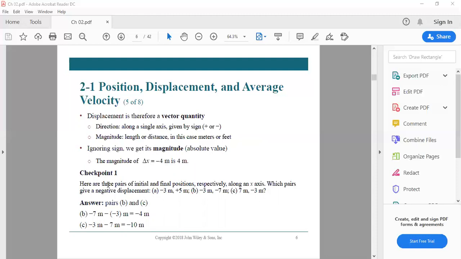So here are 3 pairs of initial and final positions, respectively, along the x-axis, and which pairs give a negative displacement?